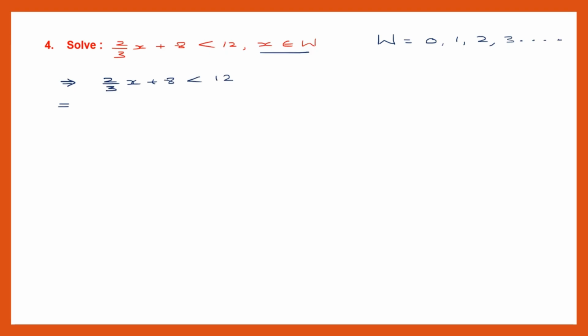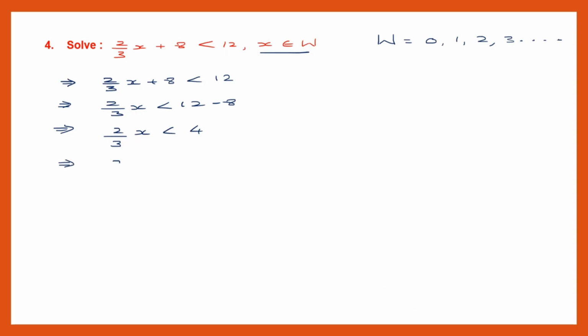So now here we're going to leave 2 by 3x here, and we're going to transpose 8 to the other side. So it becomes 12 minus 8. So 2 by 3x is less than 12 minus 8, which is 4. So now we need to have only x, isn't it? So we have to remove this 2 by 3, which is multiplication. To remove it, we have to divide by 2 by 3.